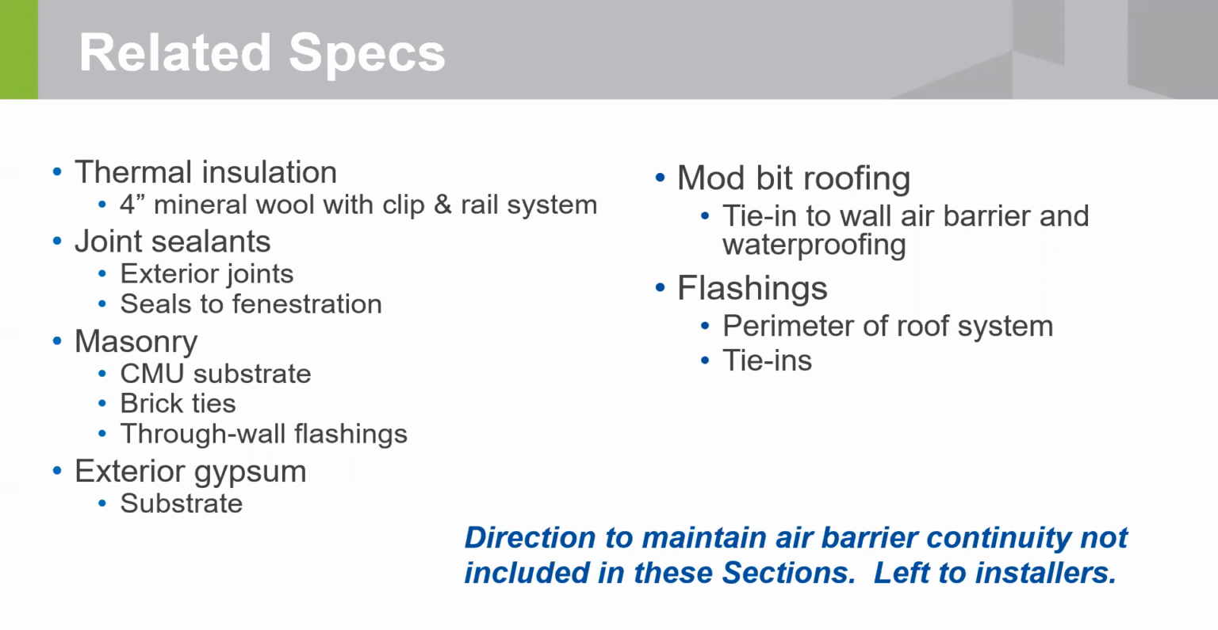The substrate condition was also important. The air barrier installer has a knowledge of substrate requirements for the concrete masonry unit and the exterior gypsum. So we don't want the liquid applied product to go over unacceptable substrate. Got to make sure that that's in good condition, that you can cover it well with that air barrier. The mod bit roofing was done by a different trade, but we had to figure out the tie-in of that to the wall air barrier and also to that cold applied waterproofing. And there were a number of metal flashings that were also in the scope of work from Alpha Insulation and Waterproofing that tied the various systems together.